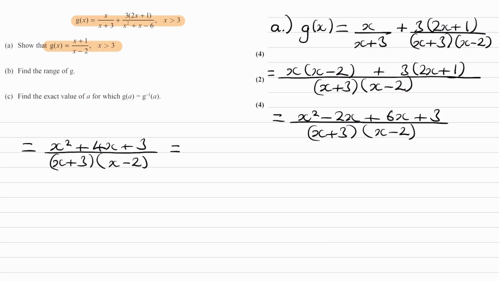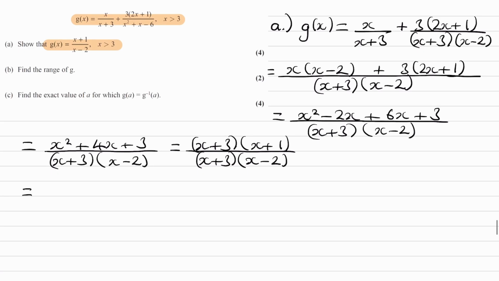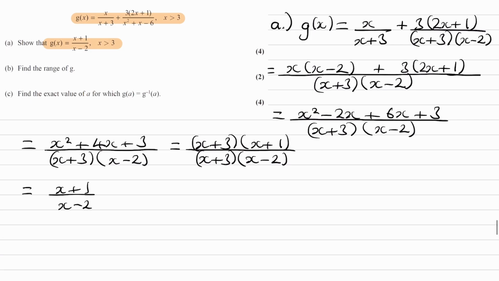And then we can factorize the numerator. So two numbers that times to give 3 and add to give plus 4 are 3 and 1. So the numerator factorizes to make this. The x plus 3's cancel, and then we are left with x plus 1 over x minus 2. The domain was x is bigger than 3. That has not changed, so it'll still be x is bigger than 3.